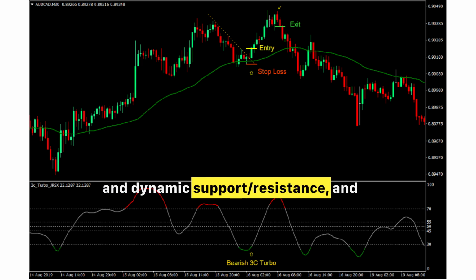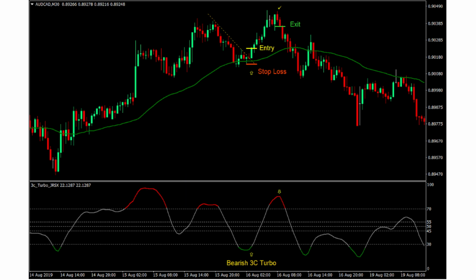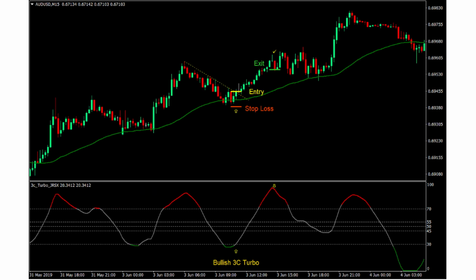support, resistance, and the custom 3C Turbo JRSX oscillator to identify moments when the market is overbought or oversold and ready to move.